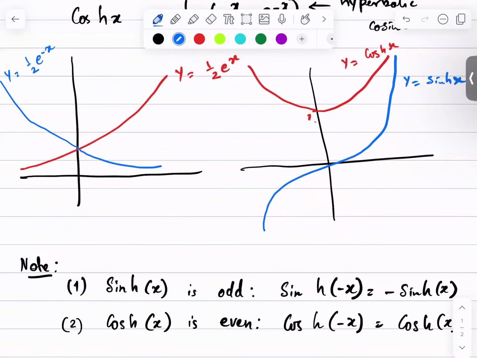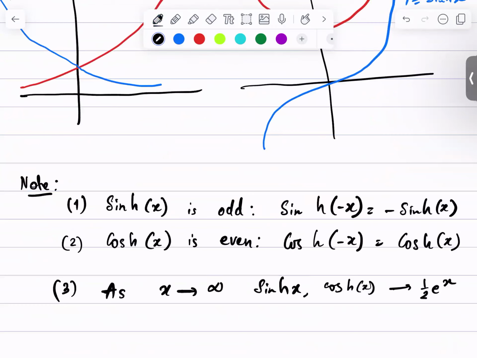Okay, there are some remarks that I want to make here. Sine hyperbolic function is an odd function. So for odd functions, what do we know? We know that if it satisfies sine hyperbolic minus x equals minus sine hyperbolic x, if the minus inside the argument of the function comes out, then we call that an odd function. And for the other case, we call it an even function. So sine hyperbolic is odd, but cosine hyperbolic is even.